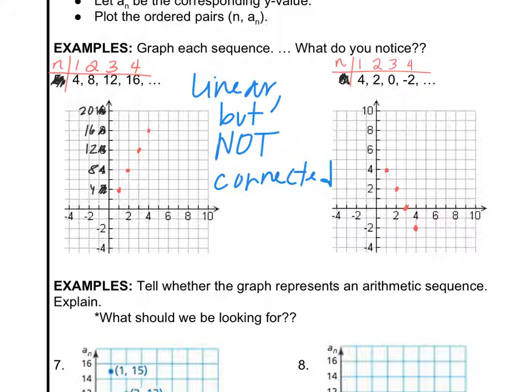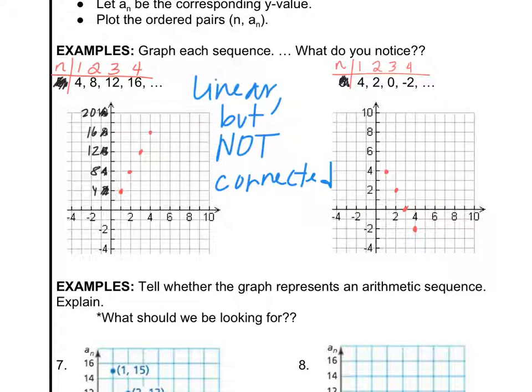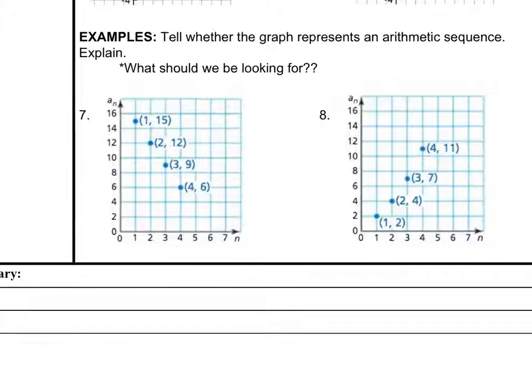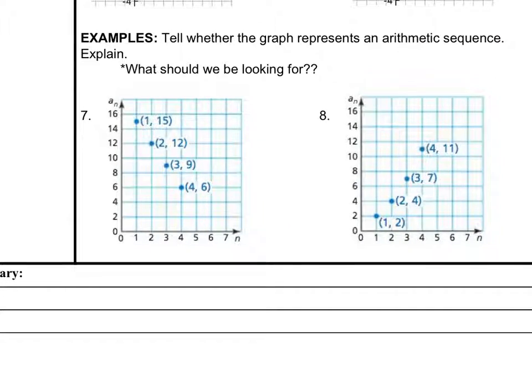Okay, can you look at the last ones? Tell whether the graph represents an arithmetic sequence. So we said an arithmetic sequence should look linear, should have a common difference. Look at your points, please, and discuss with your partner for number 7 and 8. Would those be arithmetic?